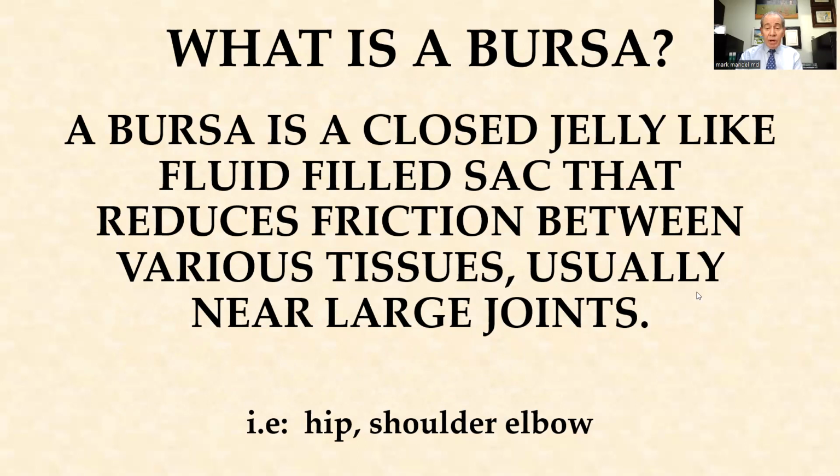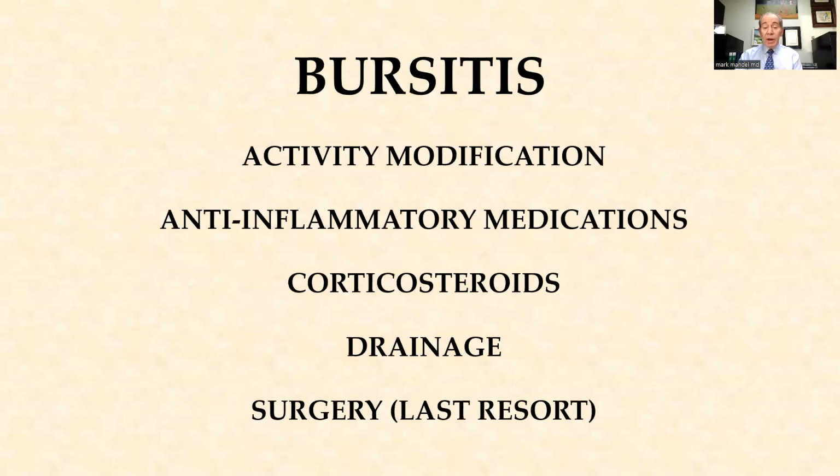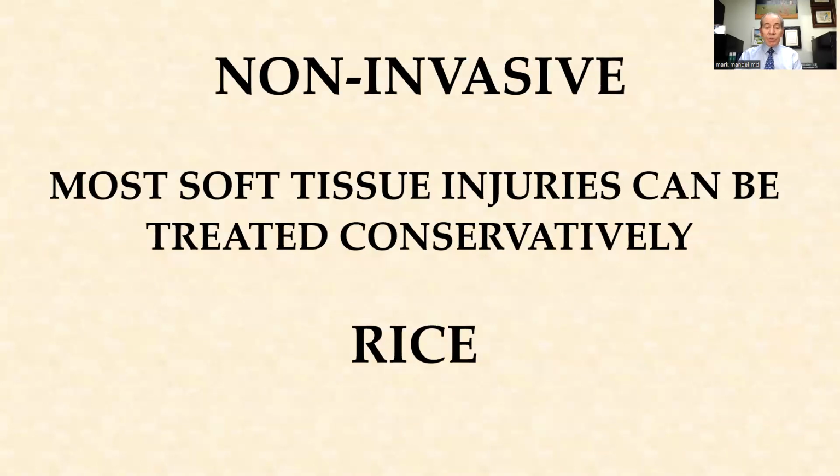Bursitis, on the other hand, or bursa, is actually a potential space. It's usually between muscle groups. And if it becomes filled with fluid or inflamed, it becomes bursitis. A bursa usually allows muscles to slide over one another. They're usually found around big joints, hip, shoulder, elbow. Inflammation, of course, causes pain, swelling, decreased motion, localized tenderness. The treatment is activity modification, anti-inflammatory medicines, corticosteroids, drainage, occasionally necessary, surgery, the proverbial court of last resort.